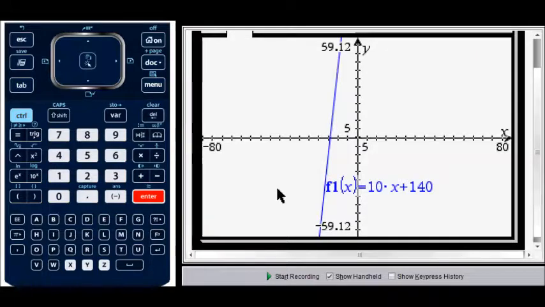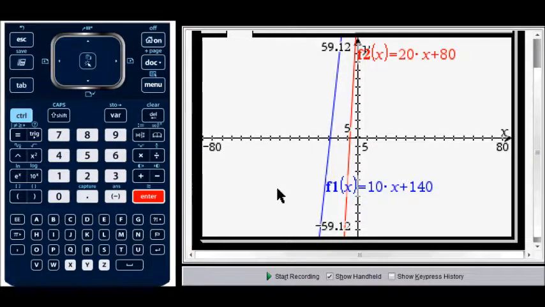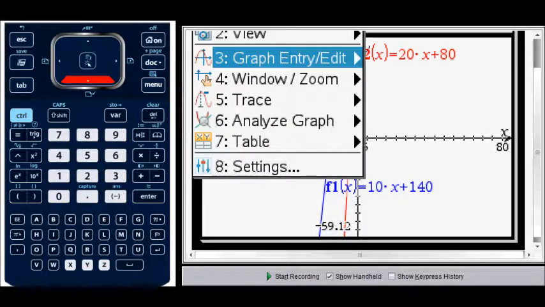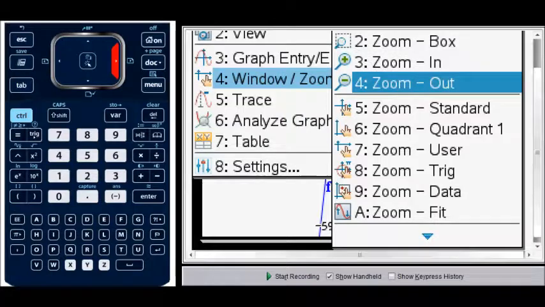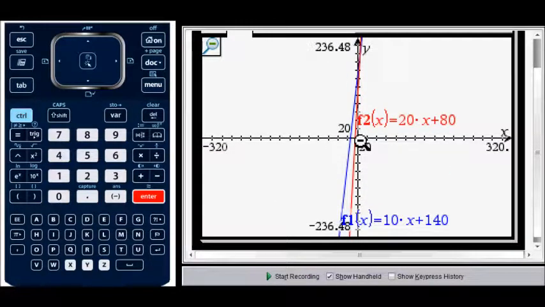It's going to graph that for me, and then we're going to put in the second equation, and it's going to be 20x plus 80. There it is. Notice we don't see the intersection on this one. We would have to zoom out, so let's go to Window Zoom, and let's zoom out because I want to see the intersection. Okay, and I can kind of see it now there. It's a little hard to see, but we're there.